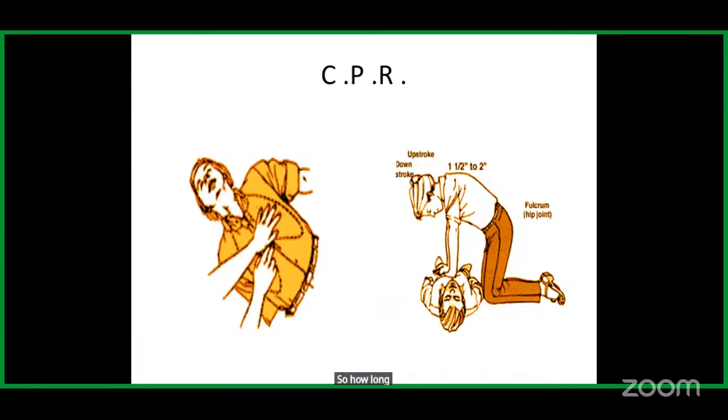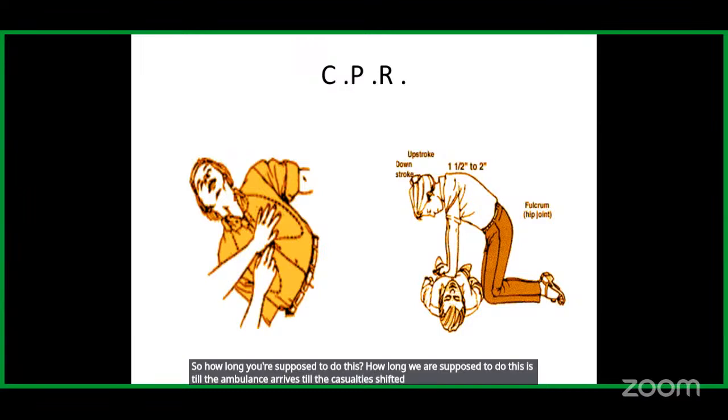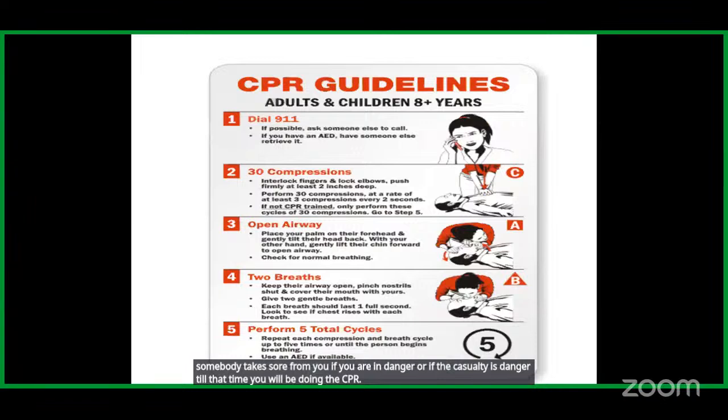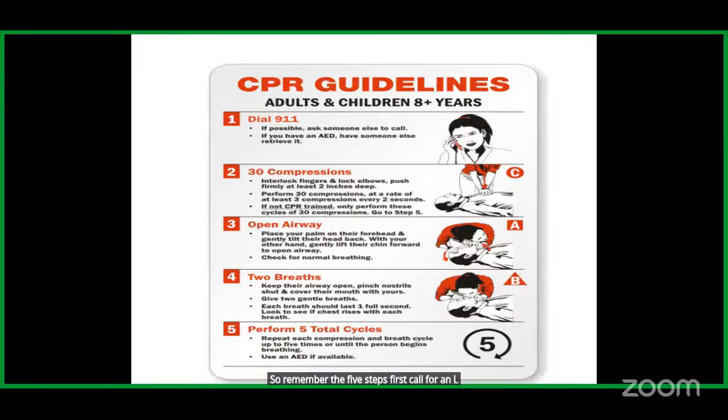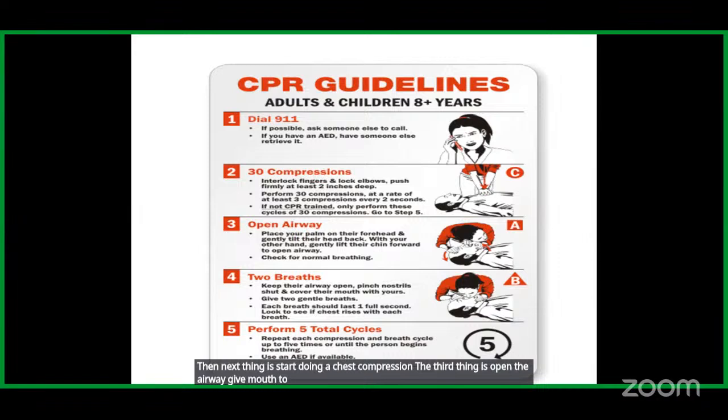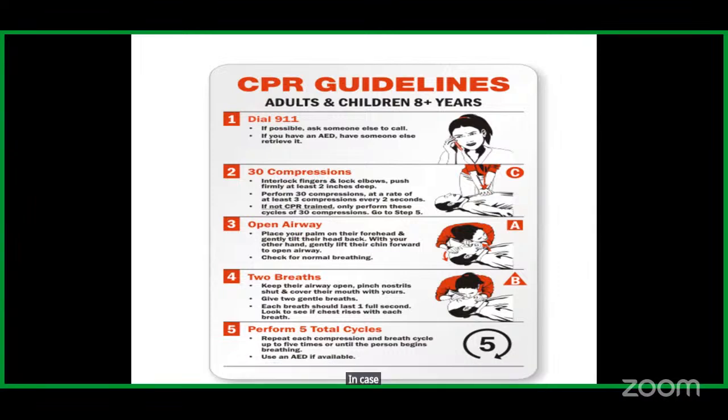So how long are you supposed to do this? Till the ambulance arrives, till the casualty is shifted to the hospital, till somebody takes over from you, or if you or the casualty are in danger. Till that time, you will be doing CPR. So remember the 5 steps. First, call for help, 108 or 112. Then start doing chest compressions. The third thing is open the airway and give mouth-to-mouth breathing, and we need to do 5 cycles before we apply the AED pad. AED means automated external defibrillator machines, which we use commonly in case of a severe heart attack, or if a person is not responding to any other method.